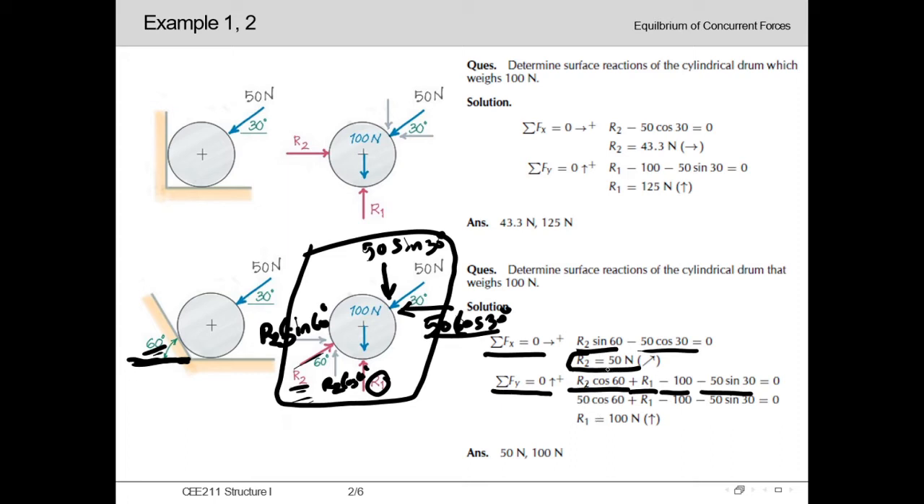So we have got the value of r2 as 50, so plugging the value of r2 as 50, we just don't know the value of r1. From here we will get the value of r1 also from this equation. And similarly we can conclude that the value of r1 is 100 Newton and r2 is 50 Newton.